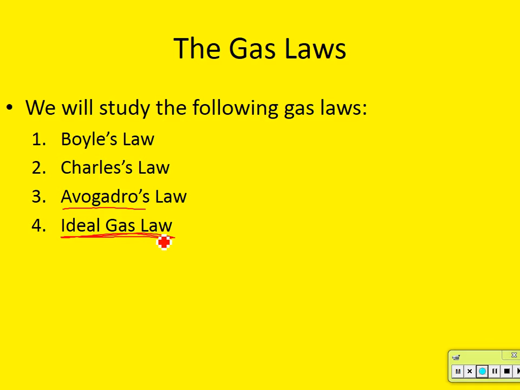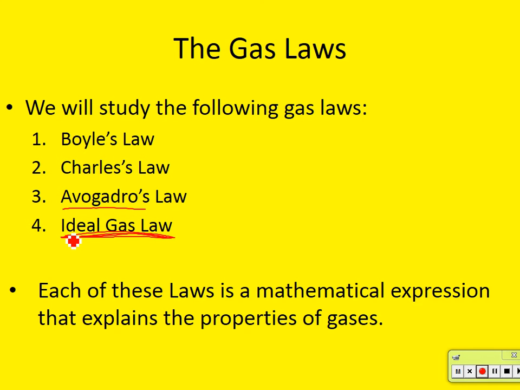This one's the most important. We're saving it for the end for reasons that I'll explain later. The ideal gas law. Okay, so there's four of these different gas laws. But each of these laws is a mathematical expression that explains the properties of gases. So each one is going to have its own equation that goes along with it. We're going to learn them.